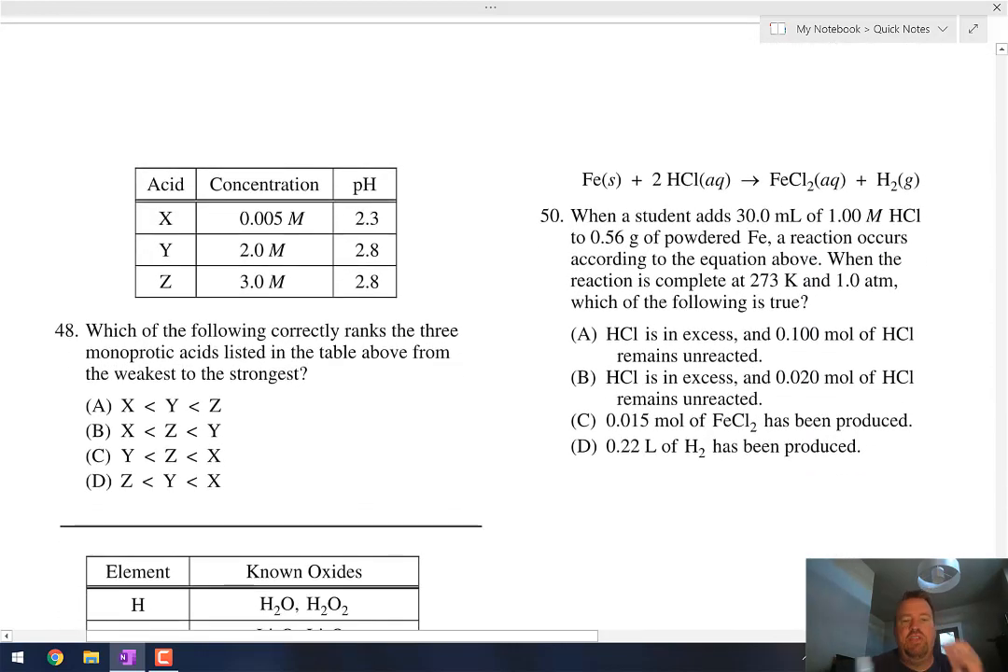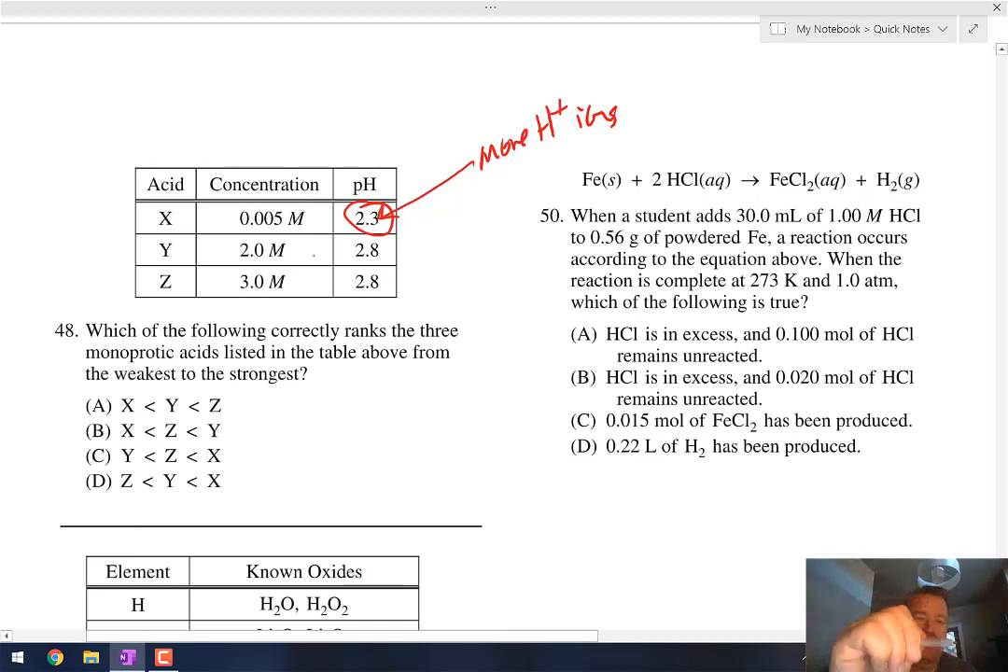Okay, number 48. Which of the following correctly ranks the three monoprotic acids listed in the table above from weakest to strongest? Okay, so first of all, this one has the lowest concentration, but still has the lowest pH. So remember that acid strength is how much of that acid dissociates and breaks into hydrogen ions. The lower the pH, the more hydrogen ions there are. So when one acid is at a lower concentration but still has the lower pH, that means it has more hydrogen ions than the other two do.